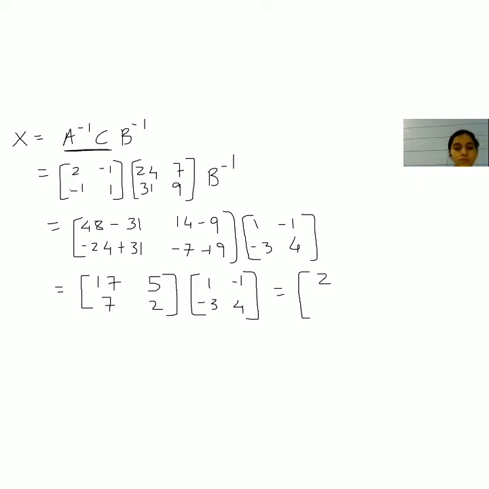17 minus 15 is 2. Then minus 17 plus 20, that is 3. Okay, 7 minus 6, 1. Minus 7 plus 8, so it is 1. So the answer is 2, 3, 1 and 1. Okay, this is your value of x. I hope this one is clear. Let's go to the next one.